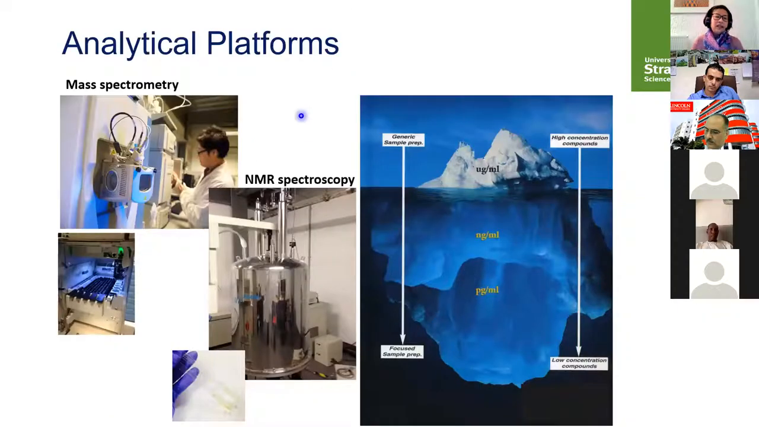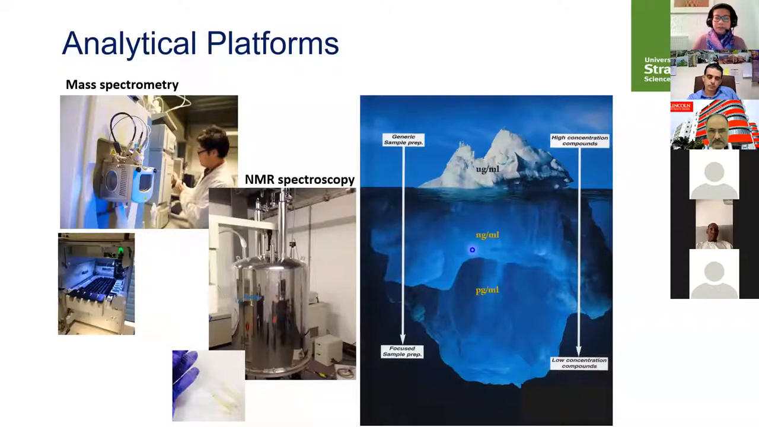Okay, so the analytical platforms we're using are both mass spectrometry and NMR spectroscopy. The reason is that we want to use the advantages of both platforms. We know that NMR spectroscopy is a very reproducible platform, which means it really doesn't matter when and where you do your measurements, you get the same type of spectrum. The only disadvantage of NMR spectroscopy is the sensitivity. We are only able to see metabolites at microgram level.